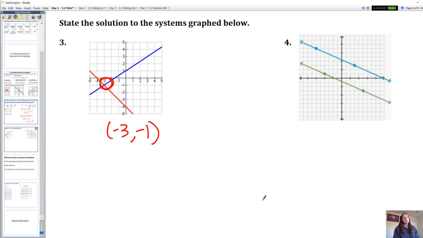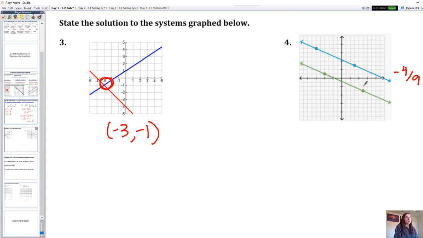In number 4, so far it looks like they're not going to intersect, but I want to check just to make sure. So to check that, I'm going to find the slope of each line. If they have the same slope, they are parallel, which means they will never intersect. So let's check that slope. For the blue line, we went up 1, 2, 3, 4, and to the left 1, 2, 3, 4, 5, 6, 7, 8, 9. So the blue line has a slope of negative 4 over 9.